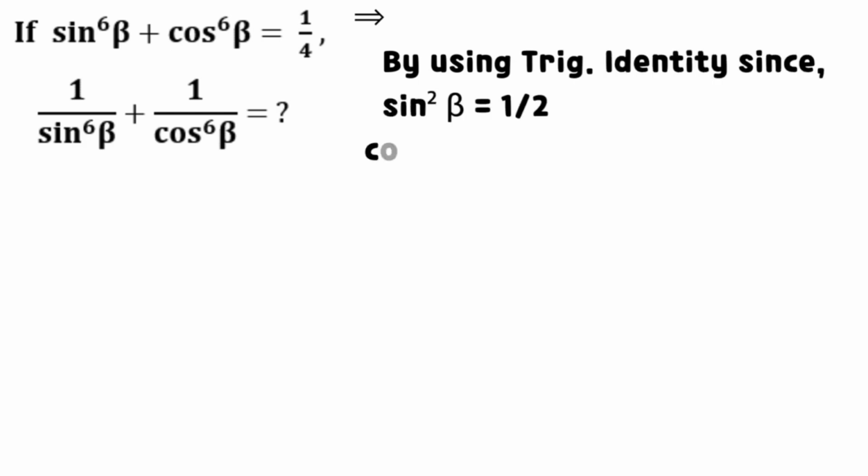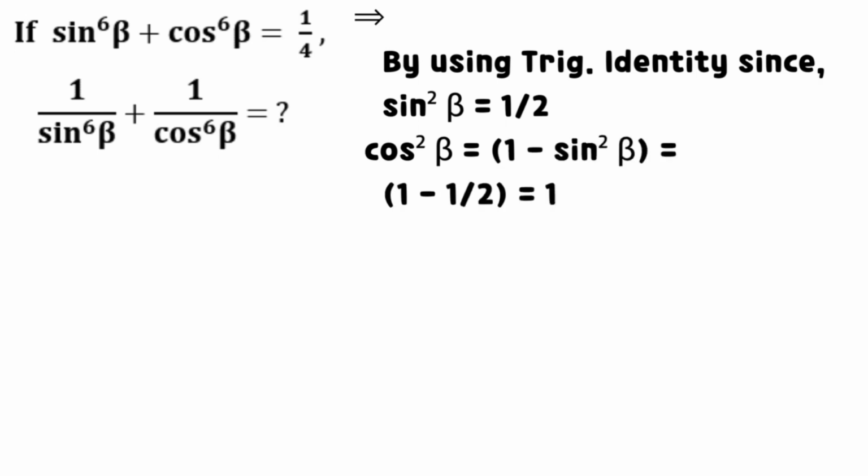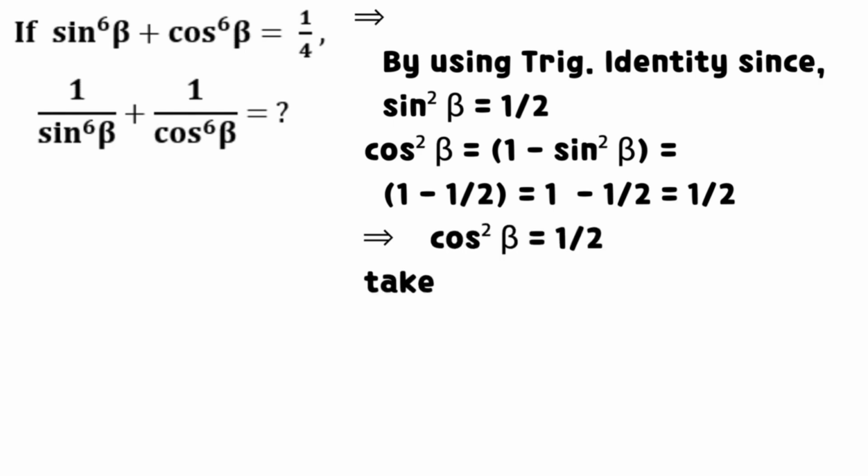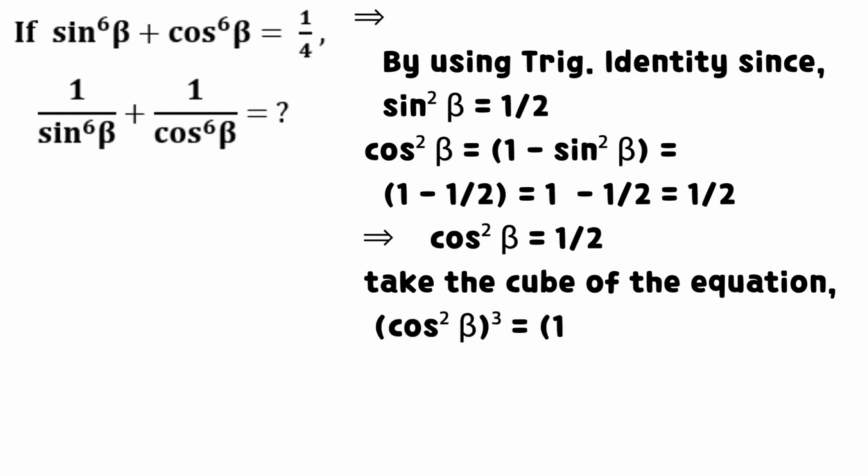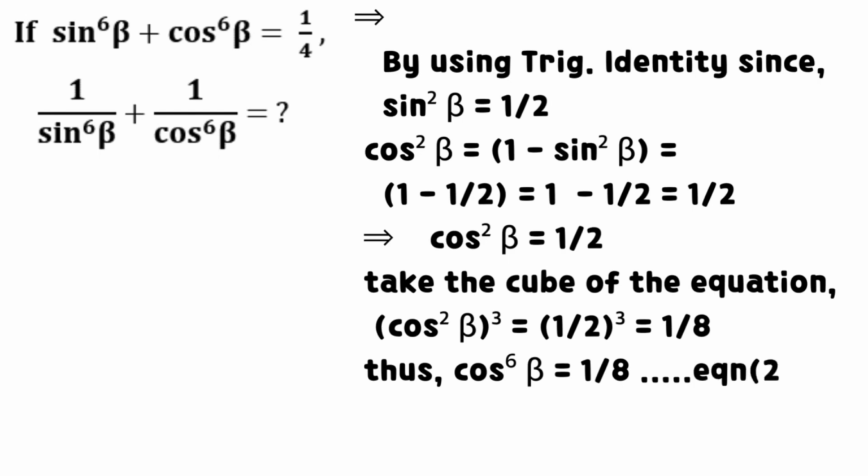It implies that, by using trigonometric identity, the square of cosine beta equals 1 minus the square of sine beta, which equals half. After substitution and simplification of value, take the cube of the equation, and we have that the cube of the square of cosine beta equals the cube of half, which equals 1 divided by 8. We call it equation 2.